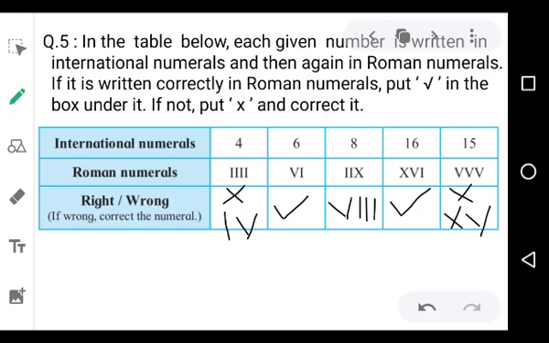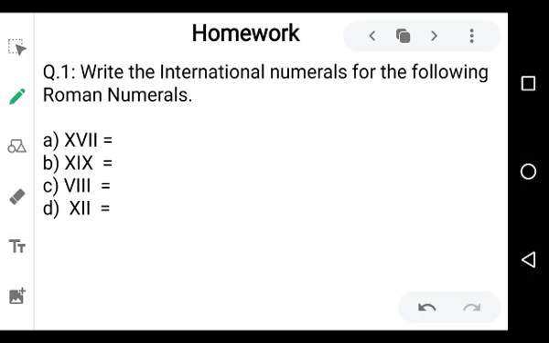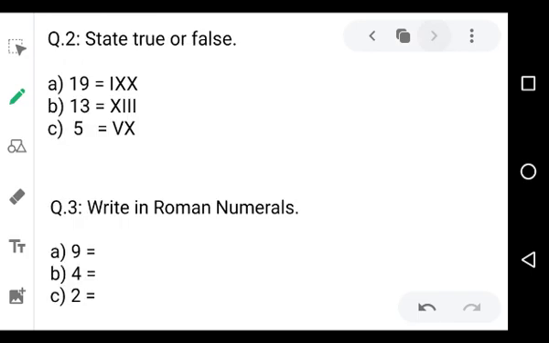Okay. Now here we have completed chapter number 1. Now I am giving you homework for practice. See, question number 1. Write the international numerals for the following Roman numerals. Here Roman numerals are given. You have to write them as international numbers. Second is state true or false. Here international and Roman numerals are both given. Just say whether it is right or wrong.